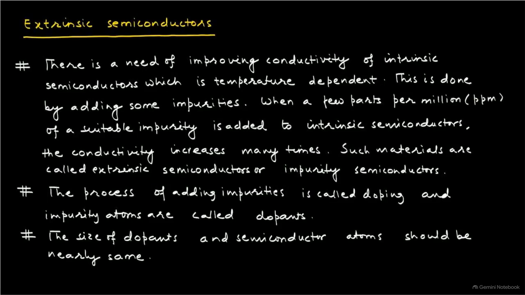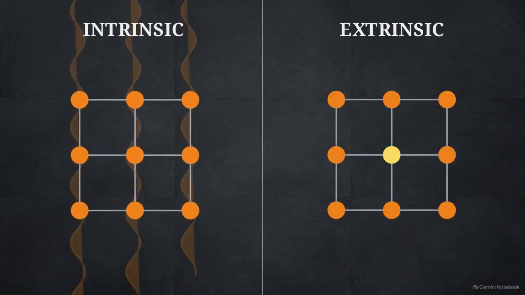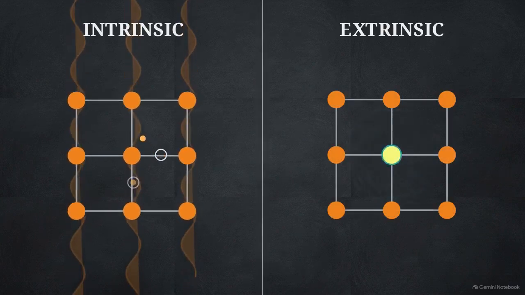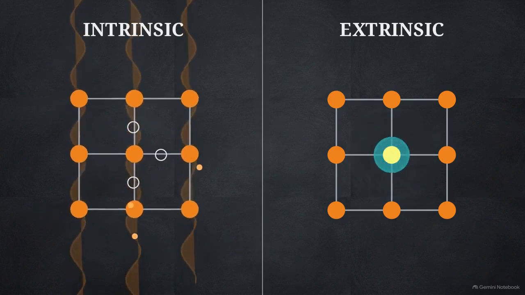To fix this, we have to intentionally introduce a flaw. As these notes explain, by adding just a few parts per million of carefully selected impurity atoms, called dopants, we can force the conductivity to increase drastically. By introducing these specific flaws into the perfect lattice, we transition the material from an uncontrolled intrinsic state to a controllable extrinsic state. We are hacking the crystal's conductivity.